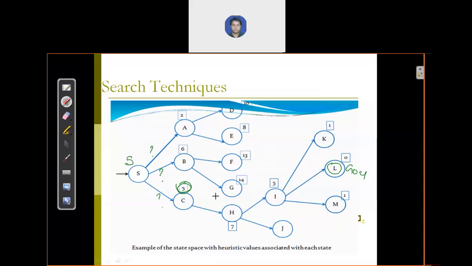If it is not clear, then I'm giving you one example. Consider these nodes as cities, and the arcs as roads or paths which you can follow. Suppose this S is the city Bhilwara. Currently you are present at Bhilwara, the initial state from where you start exploring, and you want to reach this L, which we consider to be Delhi.